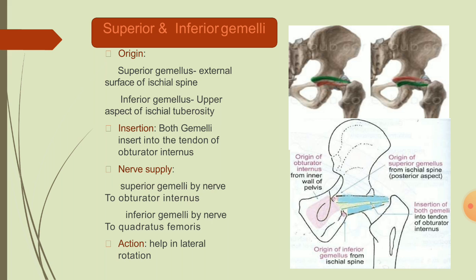Then we have the gemelli, superior and the inferior gemelli. Origin of the superior gemellus is from the external surface of the ischial spine. Inferior gemellus is from the upper aspect of the ischial tuberosity. Insertion, both the gemelli insert into the tendon of obturator internus, and superior gemellus is supplied by nerve to obturator internus, and inferior gemellus is supplied by nerve to quadratus femoris. Both are lateral rotators of the hip joint.